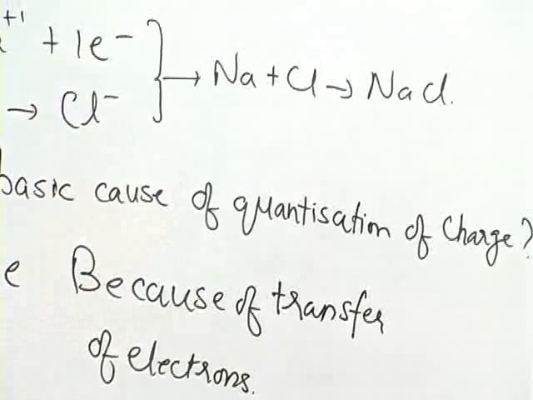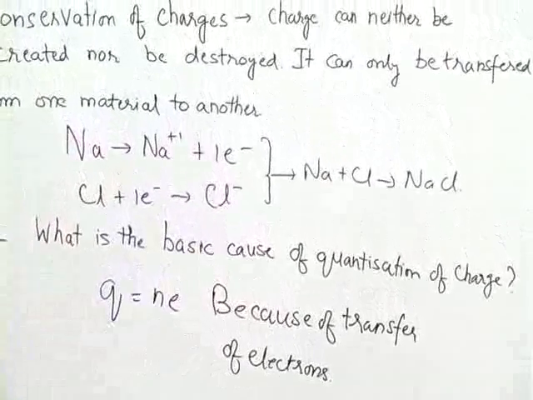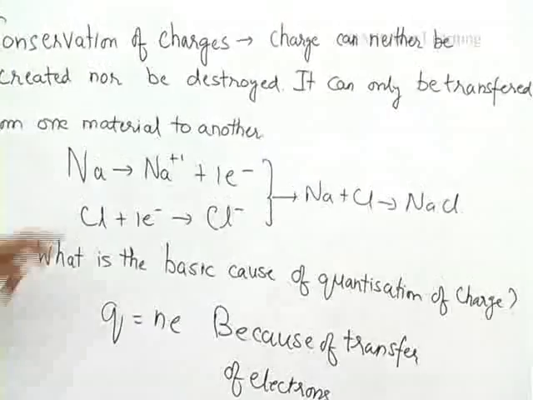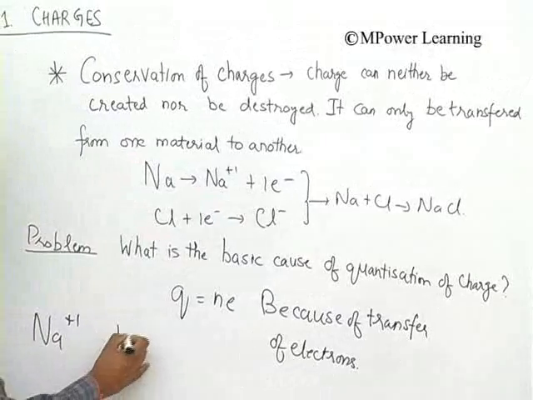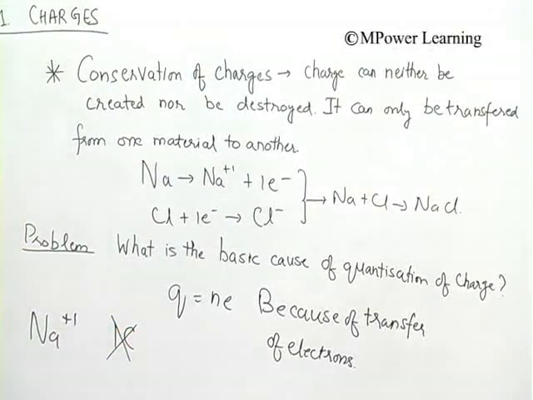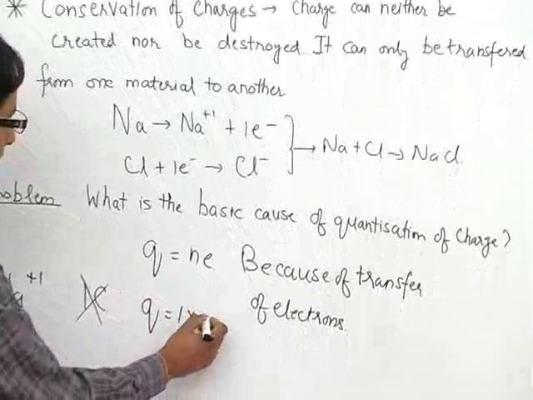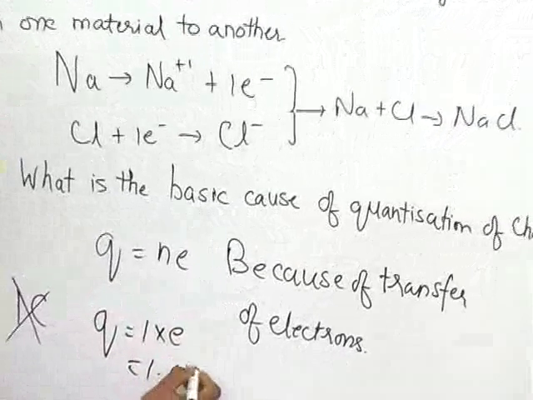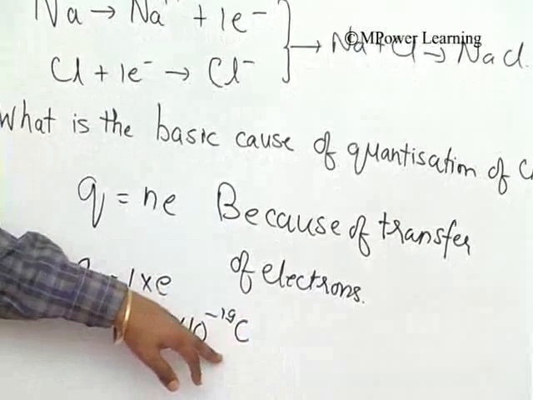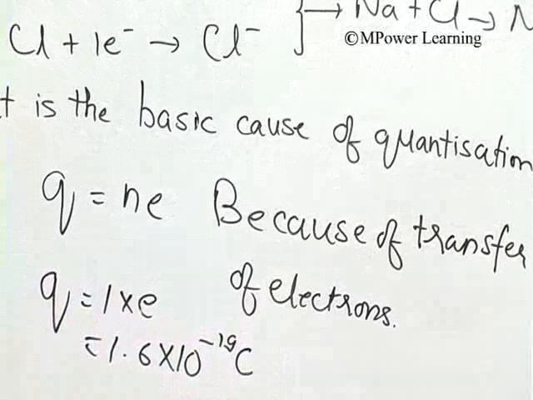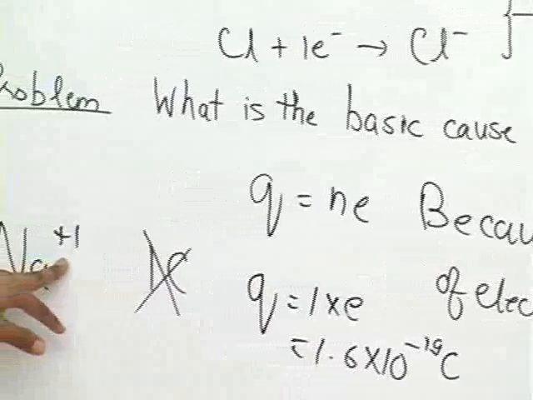Now one common error that I see students making is the following. For example, if I write here Na plus 1, we know that the unit of charge is coulomb. Okay, so if it is Na plus 1, it doesn't mean that sodium is carrying 1 coulomb of charge. That's not right. What it actually means is that Q is equal to 1 into e, that's equal to 1.6 into 10 to the power of minus 19 coulomb, because e is 1.6 into 10 to the power minus 19 coulomb. So please don't misunderstand. Don't think that sodium is carrying 1 coulomb of charge. It is actually carrying this much charge. The plus 1 only means that it has lost 1 electron.